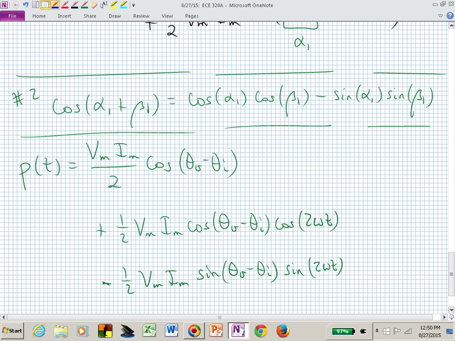The 1/2, okay, I should have taken that myself. That one I'll take too.